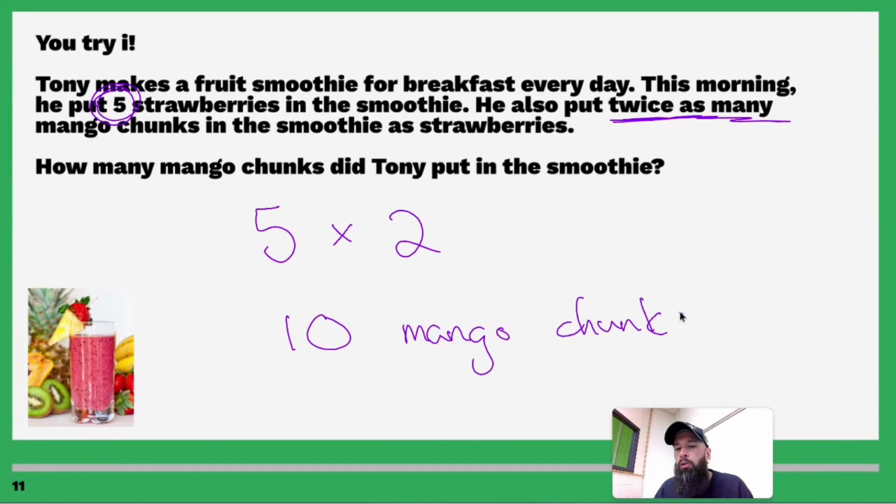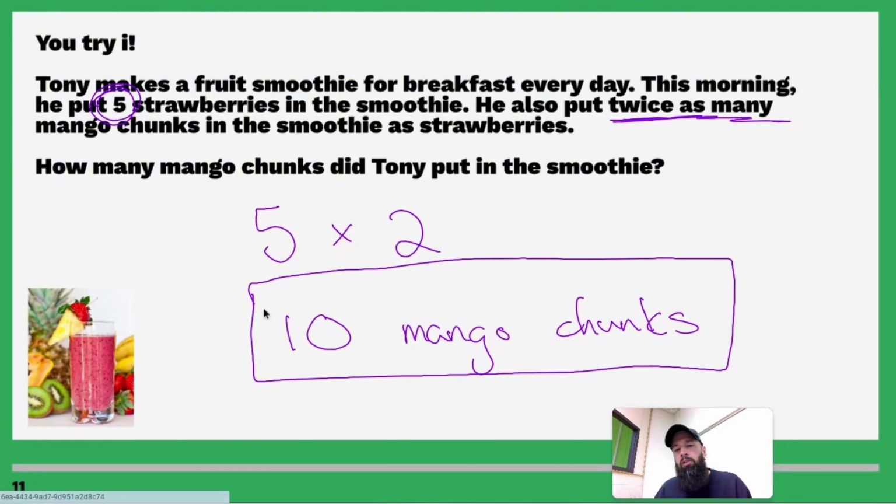We all love a good mango chunk. Sounds delicious.